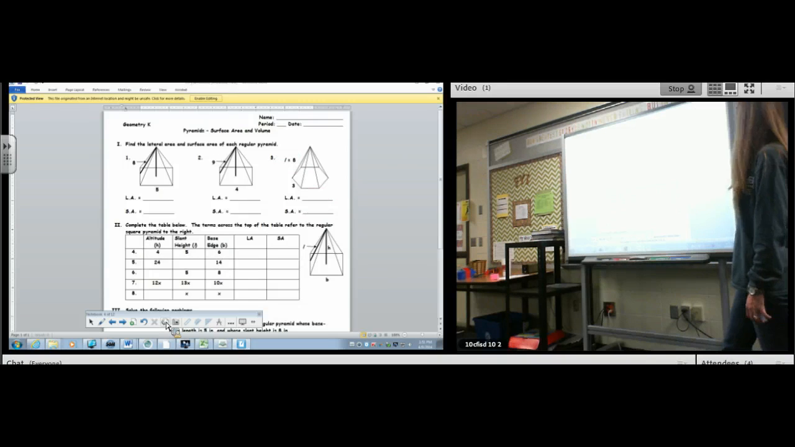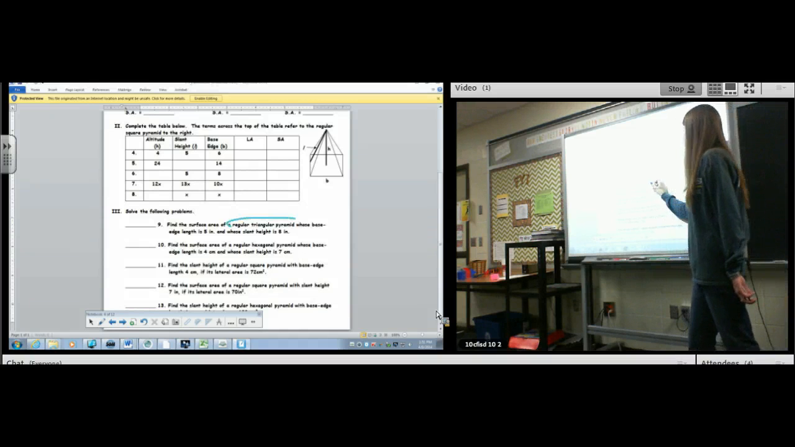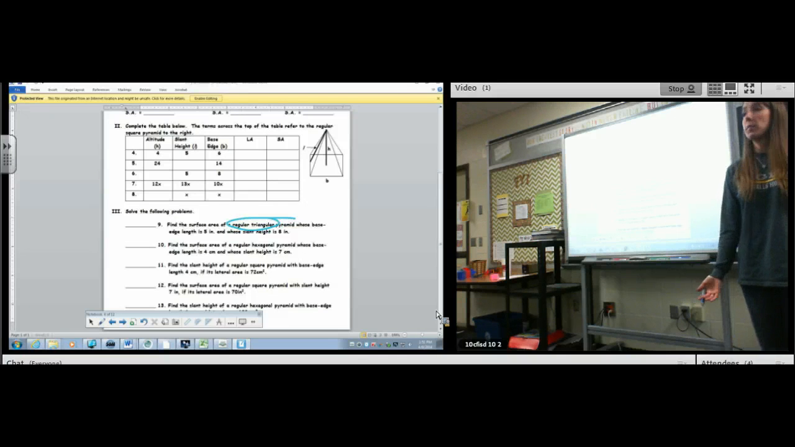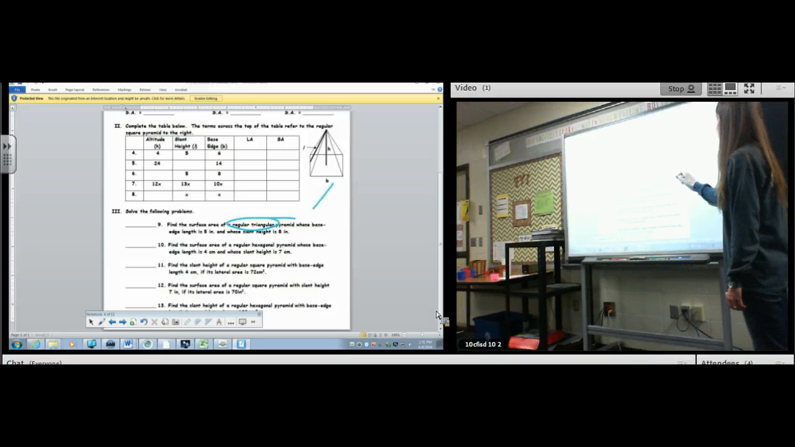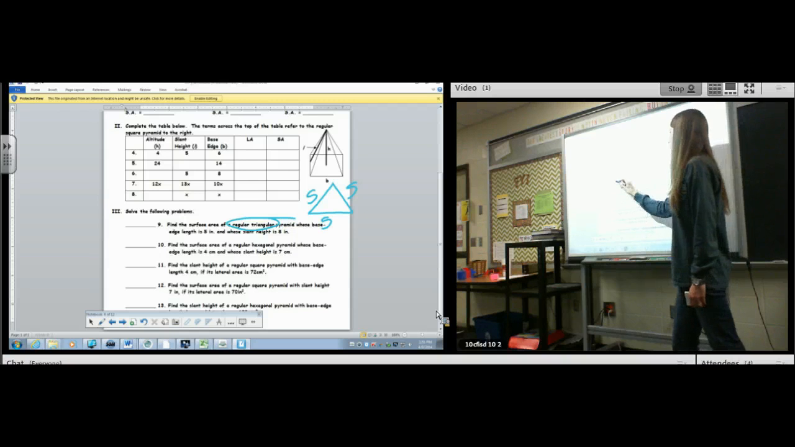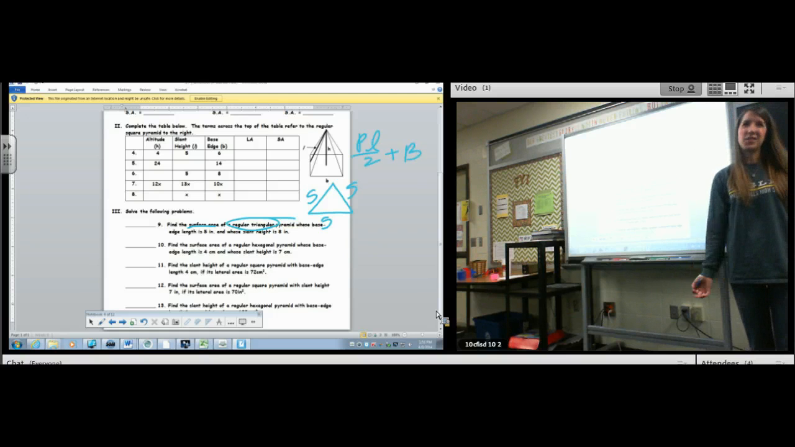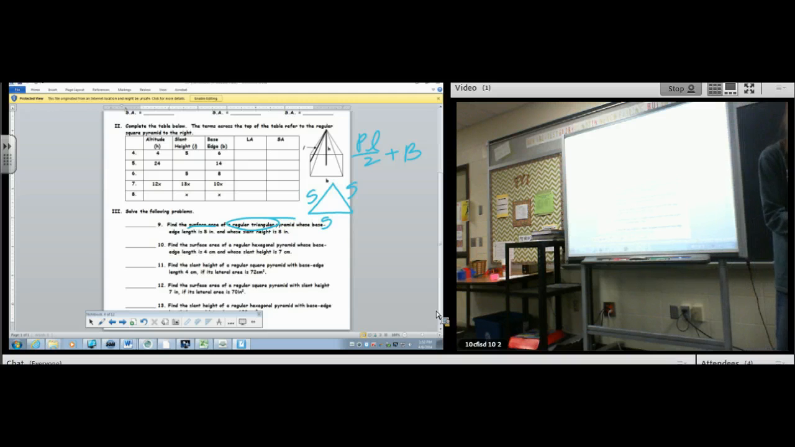Okay. Number 9. Find the surface area of a regular triangular pyramid whose base edge length is 5 and whose slant height is 8. Okay, so what I would do is I would not try to draw the whole pyramid. I would just draw the base facing me. 5, 5, 5. We want the surface area. So we're going to have to collect P, L, and B. We're going to have to collect all of those things. Surface area is the longest formula we have in all of our choices, unfortunately.